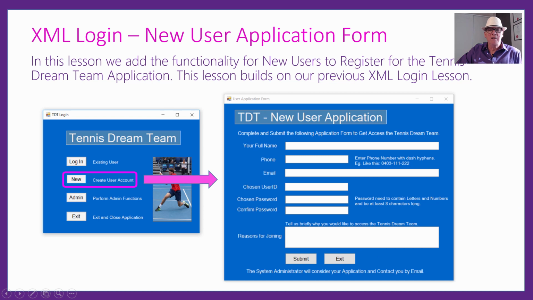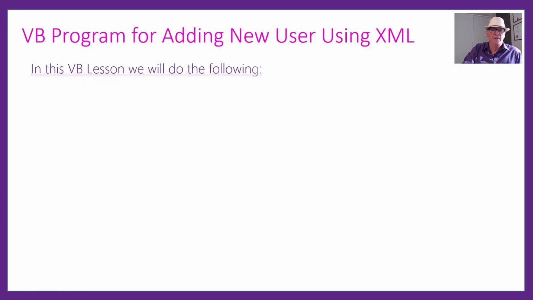So that's going to be it, and that's going to write this to an application file, a file of new applicants, and then in the next lesson after this, we'll have that admin button over here, so the system administrator can click that and they'll be able to read all the new applications and decide whether they're adding them onto the system as a new user or not. But anyway, let's get on with this lesson.